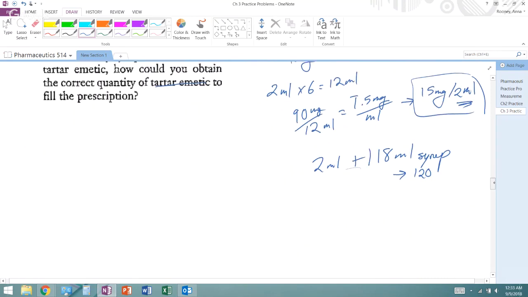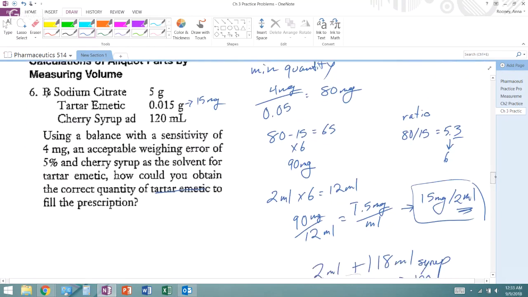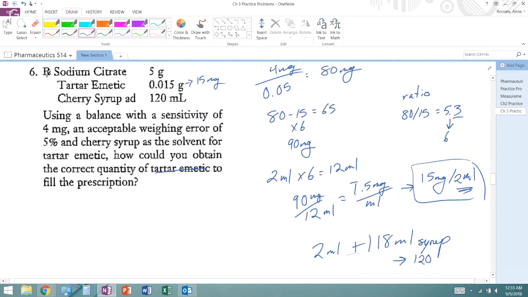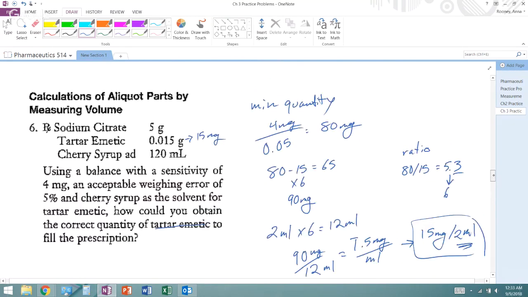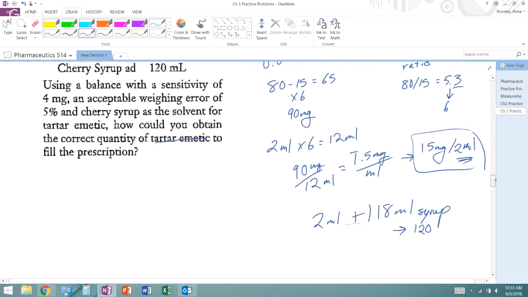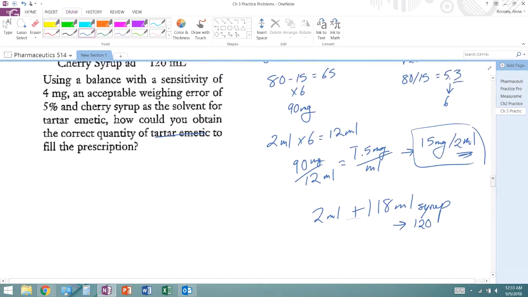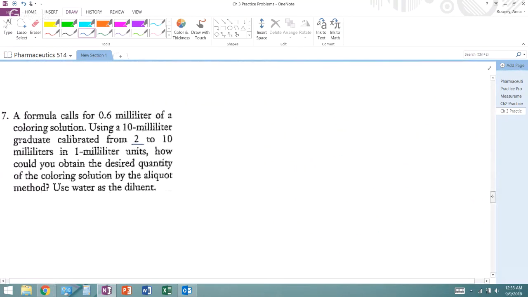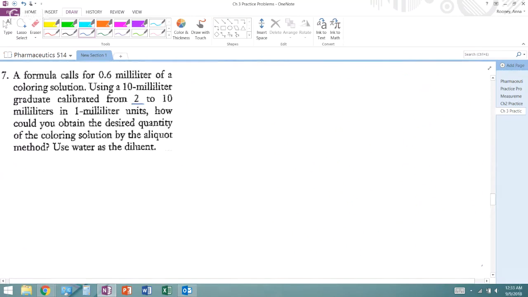So we have to add the sodium citrate as well. So I would actually add that. But yeah, our scale can weigh out that, so we don't have to worry about that. But that is the same way that you make it in the book. So the book has the same way.